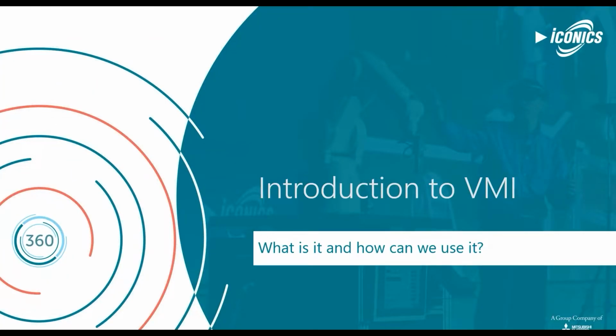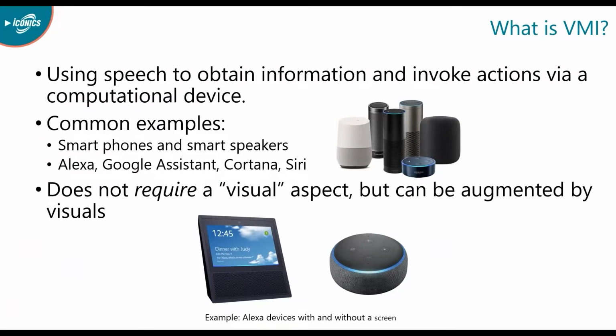So for an introduction to voice machine interface, what we're talking about here is basically using speech to obtain information or invoke actions using some computational device. Some common examples of that are smartphones and smart speakers, basically devices running voice assistant applications like Alexa, Google Assistant, Cortana and Siri. In addition to these, a voice machine interface could also be a PC or laptop with a microphone. It doesn't have to be a dedicated device.